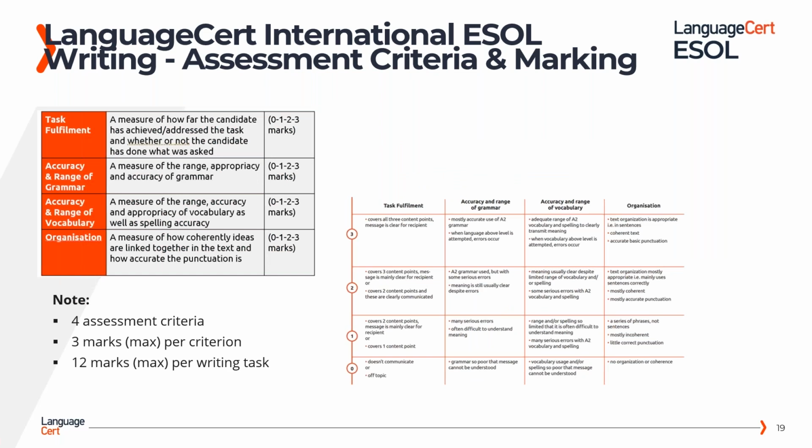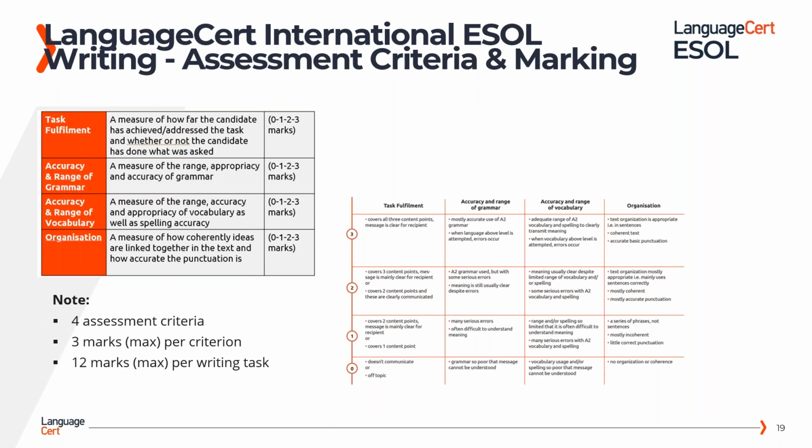Let's now focus on the assessment criteria and how candidates are marked and graded. The assessor uses 4 assessment criteria to evaluate the candidate's written response. The first criterion, task fulfillment, a measure of how the candidate has achieved or addressed the task and whether or not the candidate has done what was asked.